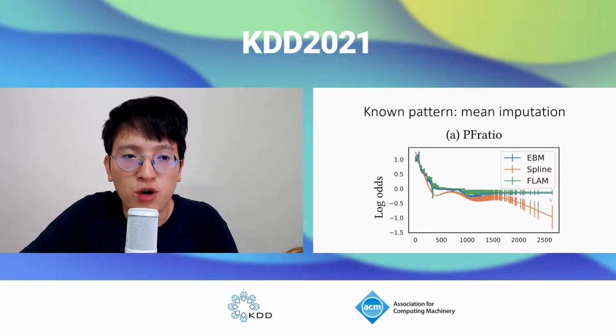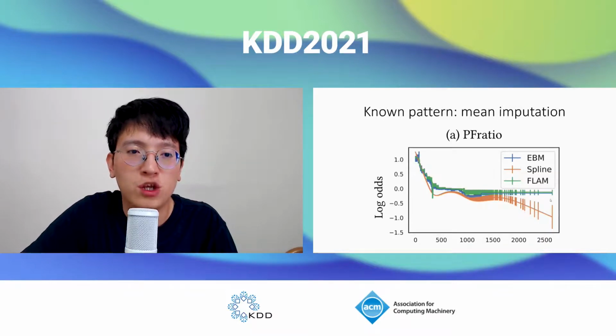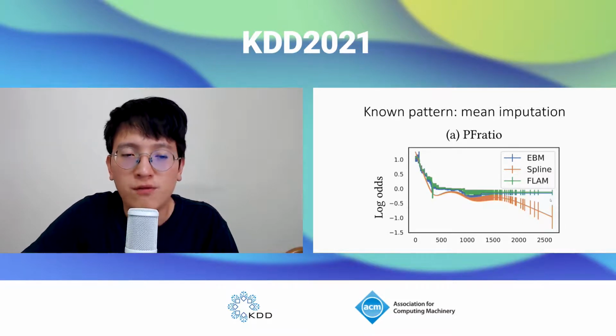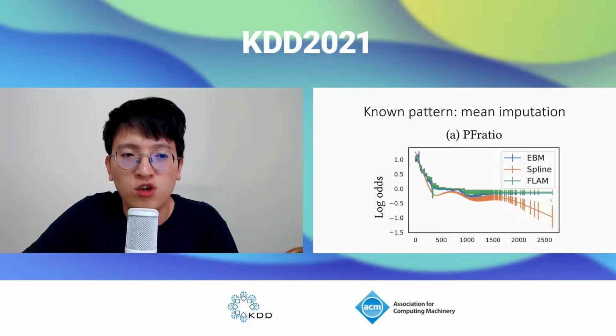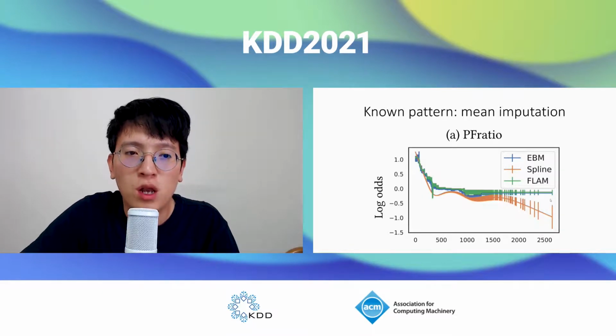Here we show a shape graph of feature PF ratio in MIMIC2, which is an ICU mortality prediction data. The PF ratio means the ability of converting oxygen in air into oxygen in blood. So here, the higher the better. Here, all three GAMs agree that higher PF ratio lowers the risk of patients. But here, we see a sharp drop at this point.